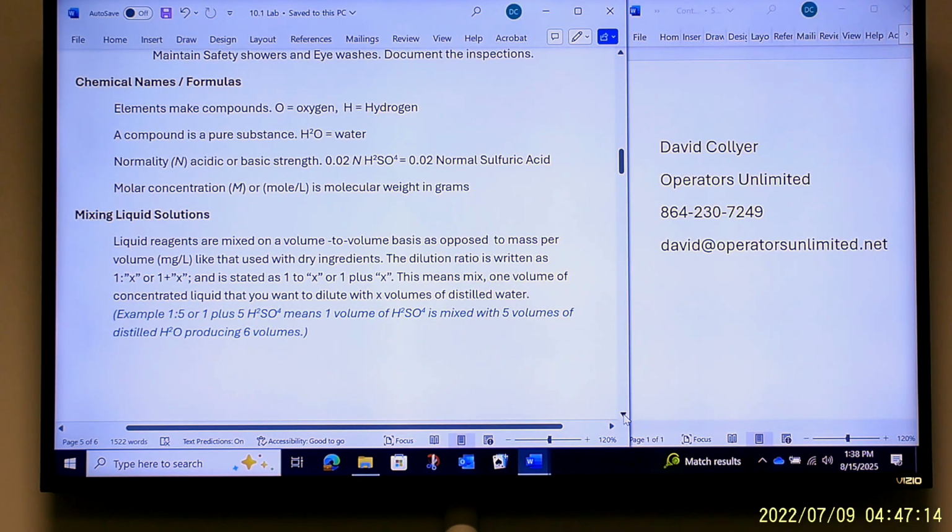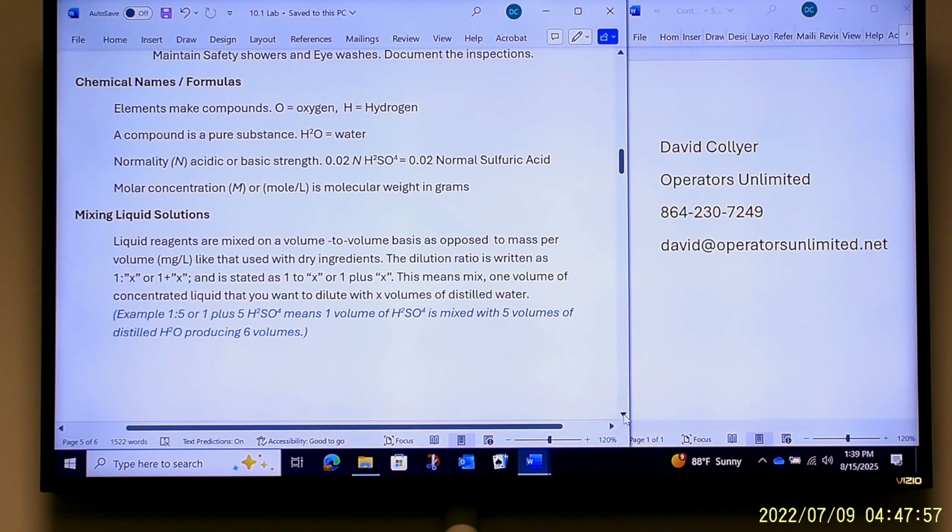Chemical names and formulas. In the lab, everything isn't spelled out like you would hope. Sometimes there are codes used. Elements make up compounds. Elements are the most basic unit. An O equals oxygen and H equals hydrogen. A compound is made up of elements and is a pure substance. So H2O, you've got hydrogen and oxygen. H2O equals water.